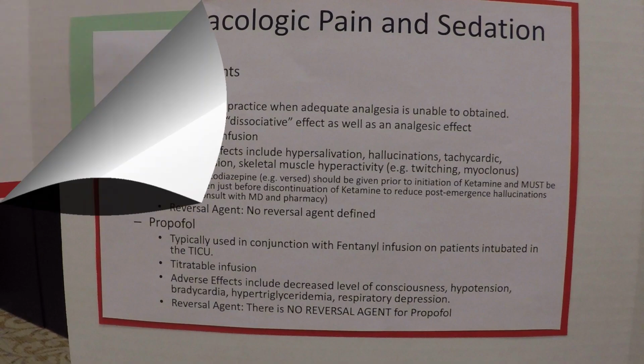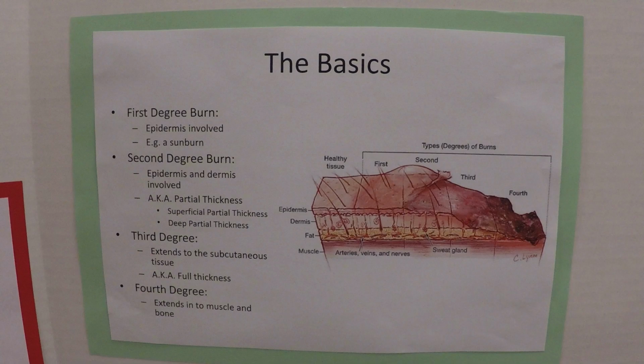So going over the basics, we have our first degree burns, in which we know the epidermis is involved. An example could be sunburn. Our second degree burns, we know that the epidermis is involved, and we have superficial partial thickness and deep partial thickness. Third degree extends to the subcutaneous tissue, which we usually classify as a full thickness burn. Fourth degree extends to muscle and bone.